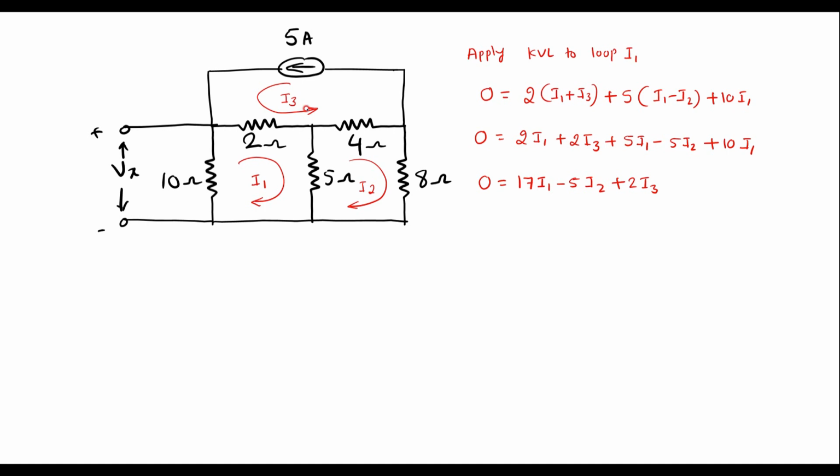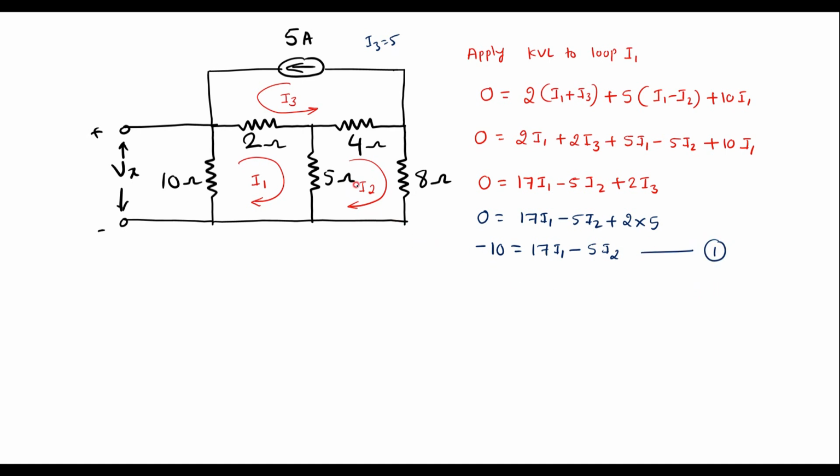But here we can observe that I3 is equal to 5 amp. Let me substitute here, that is 0 is equal to 17 I1 minus 5 I2 plus 2 into I3. I3 is 5. So 5 into 2 is 10. I will take it on the other side. I can write minus 10 is equal to 17 I1 minus 5 I2. I will call it equation 1.